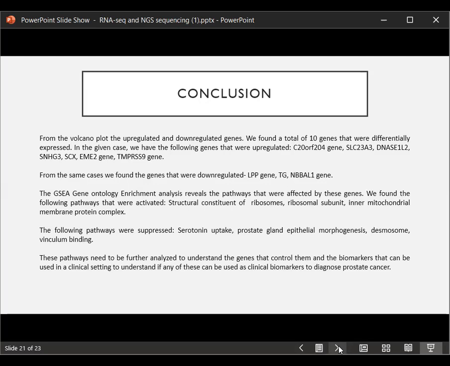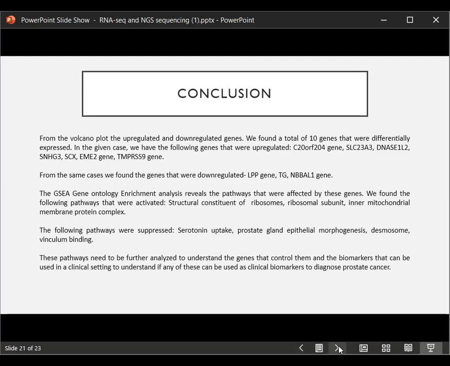Now the problem was that this was a very less selective test in a sense. Hence, it is required that we further analyze it and understand if this test can be used with some other test to make it a novel biomarker for the study of prostate cancer. And as you can see in the conclusion as well, these are all the genes that we found, the upregulated, the downregulated, and the GSE analysis gave us the pathways that were affected by these genes.